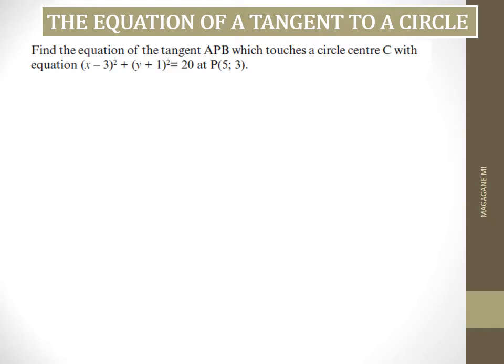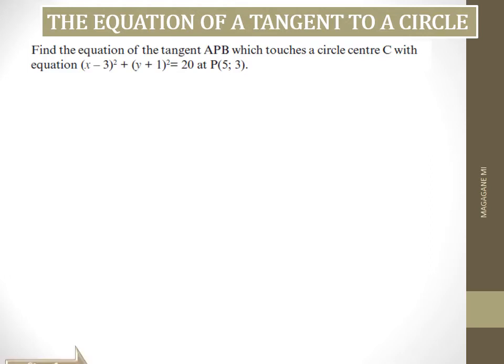We are also given the equation of the circle. Therefore, we can find the center of the circle. So we know that the center of the circle is (3,-1). Don't forget to change the sign when you move from the equation to the center of a circle.